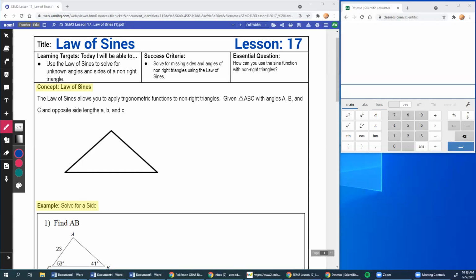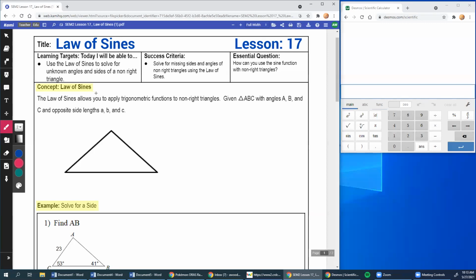Welcome everyone to our second to last lesson of advanced algebra. Today we are looking at the law of sines, lesson 17. So we're going to use the law of sines to solve for unknown angles and sides of non-right triangles. And that is going to be our big takeaway for 17 and 18: non-right triangles.